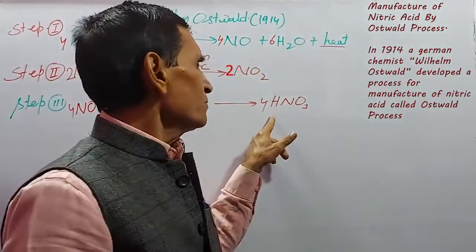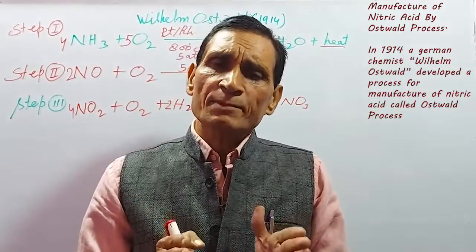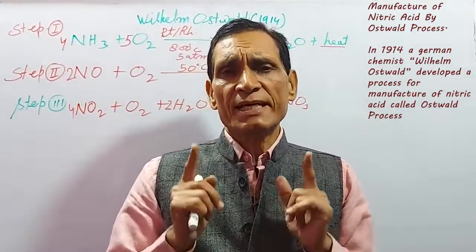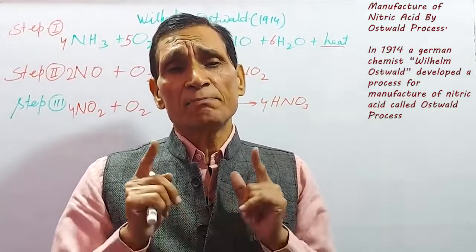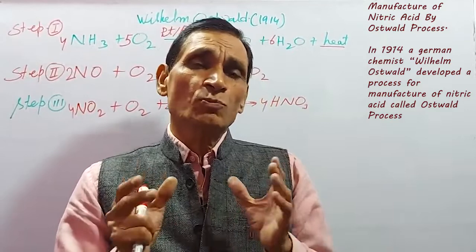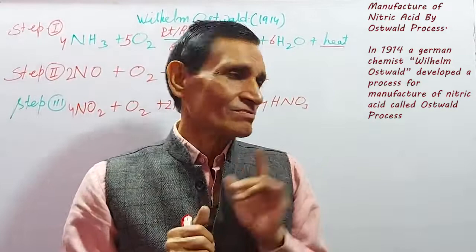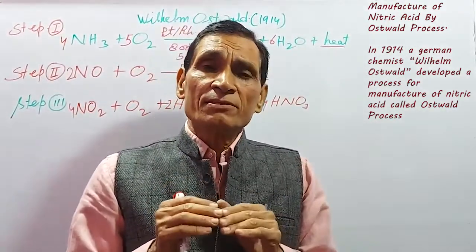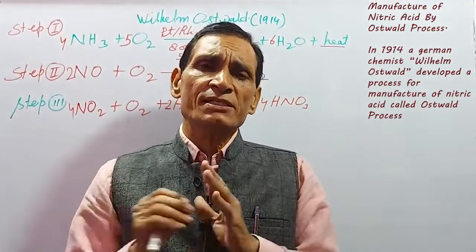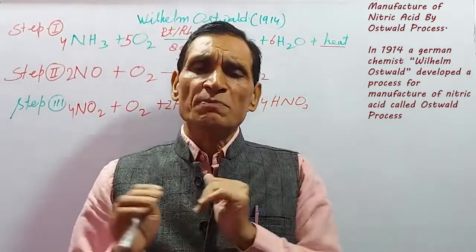This nitric acid produced in the tower is more than 50%. It can be concentrated up to 68% by distillation. But beyond 68%, it cannot be concentrated by distillation because 68% nitric acid forms a constant boiling mixture which boils at constant temperature without any change in its concentration. Now, we can concentrate it up to 98% by distillation with concentrated sulfuric acid or by distillation with phosphorus pentoxide.